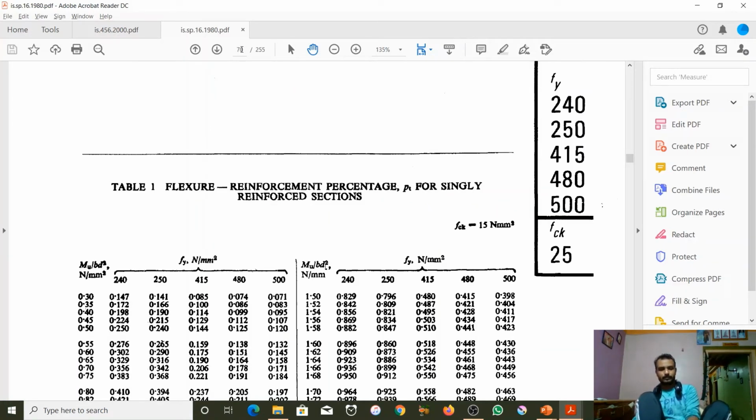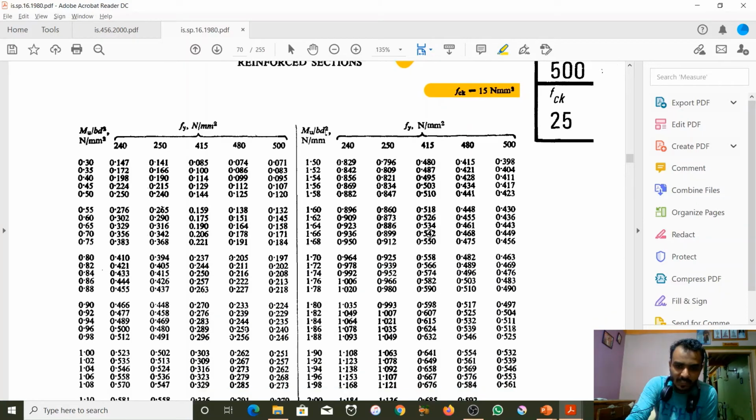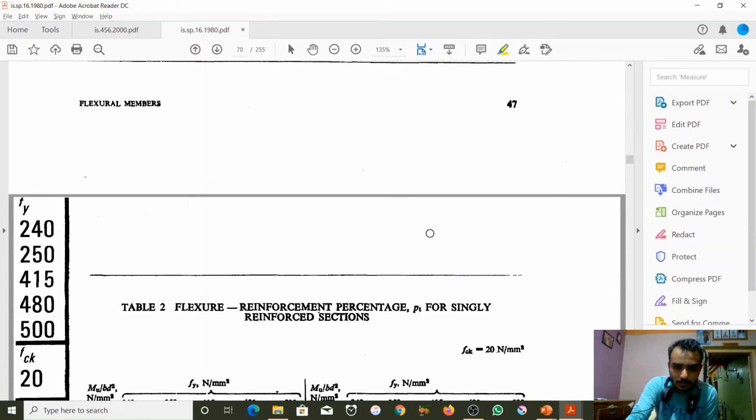Here is a table, first table for finding out PT, percentage of steel. Table 1 is for finding PT, but here FCK is 50 Newton per mm square, what we take is 20 Newton per mm square. So this table is not used. So let's check the second table.